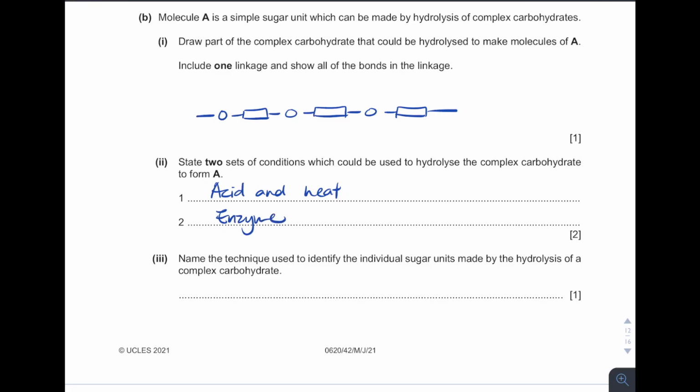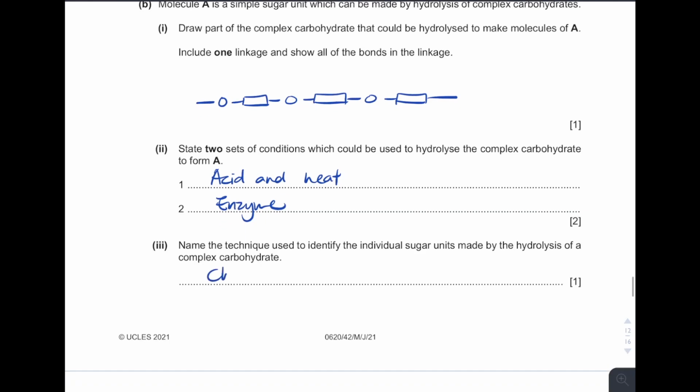Then what is the technique that can be used to identify the sugar units produced from hydrolysis? Remember, the method that can be used to separate natural monomers or natural compounds is always chromatography.